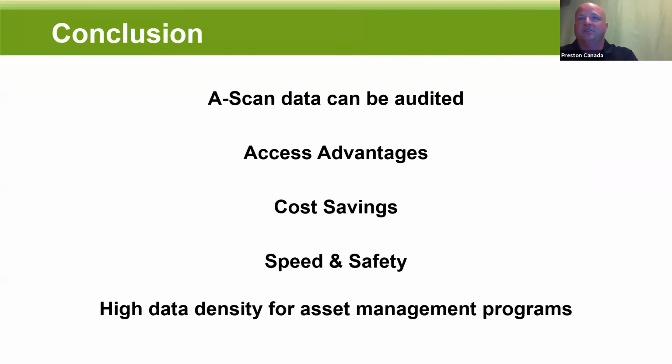So in conclusion, your A-scan data can be audited. You have extreme access advantages with magnetic wheels, climbing robot. You've got cost savings by eliminating scaffolding and rope access, not to count the cost savings you also get from just knowing the asset integrity and the plans you can make around that. You have the speed and safety of this robotic system. You're not putting people in nearly the harm's way as you would in more traditional methods. And you get high data density for asset management programs.